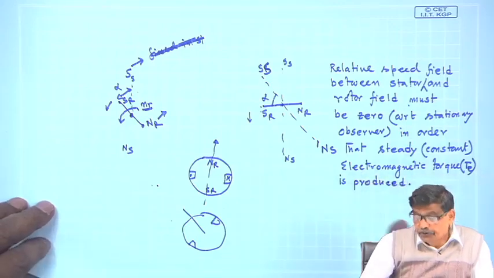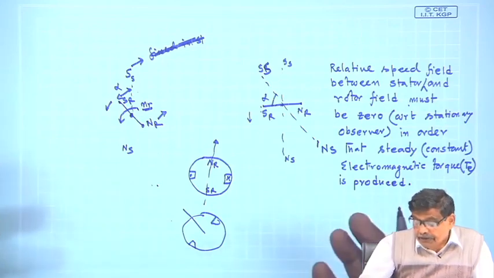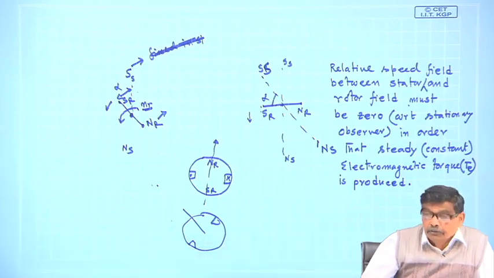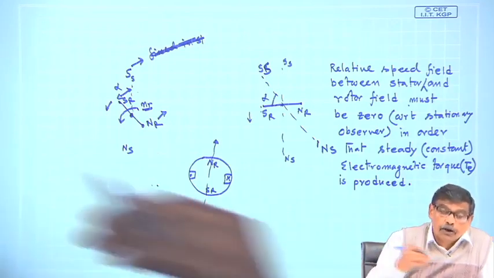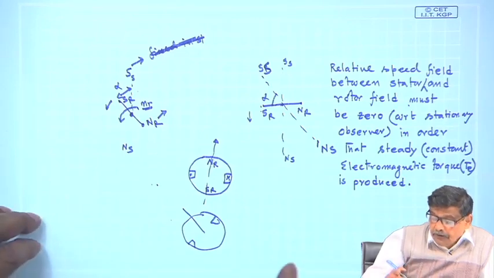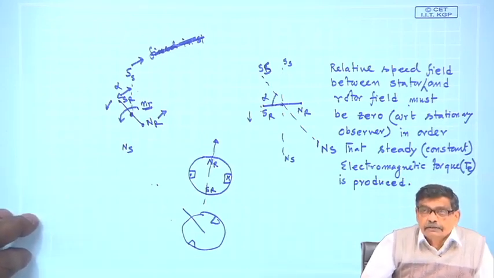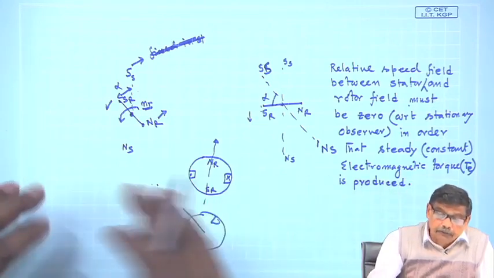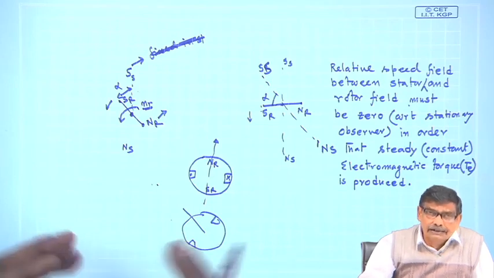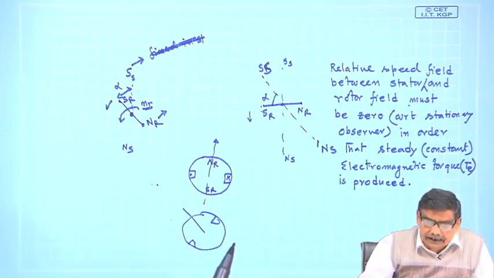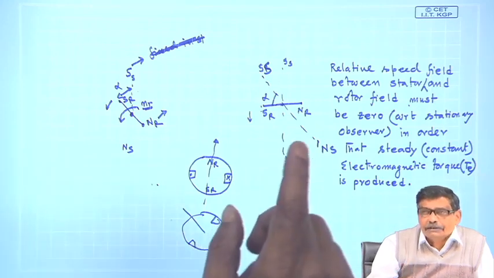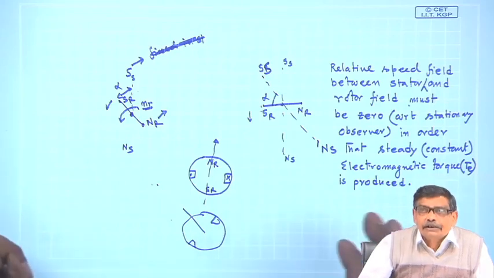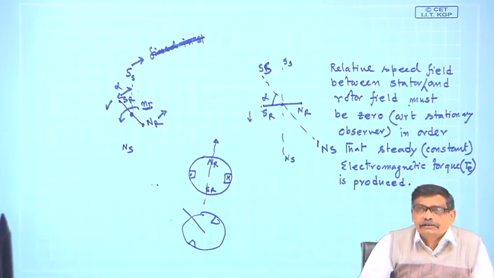And why do you want to produce a constant electromagnetic torque? Because the machine in the steady state has to run at constant speed, and the machine will be loaded, so there will be an opposing torque. So, T must balance T L, the opposing torque. These are the expectations out of a rotating machine. Unless it can do this, it cannot produce a steady electromagnetic torque, which is very much needed.